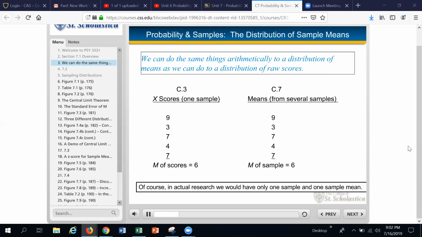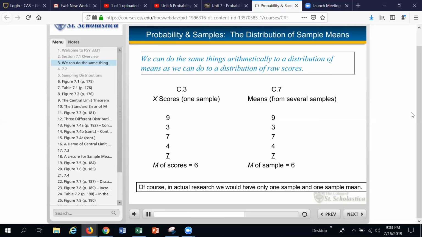The data on the left side of this slide are a distribution of x scores, which have been added up and divided by the number of scores to get the mean of the distribution. This is what we have been doing with scores ever since you learned how to calculate the mean in Chapter 3. The numbers on the right side of the slide, however, are not raw x scores, but rather are the means of 5 samples. Here we can also add the numbers, which are means themselves, divide by the number of means, and get a mean of the means.